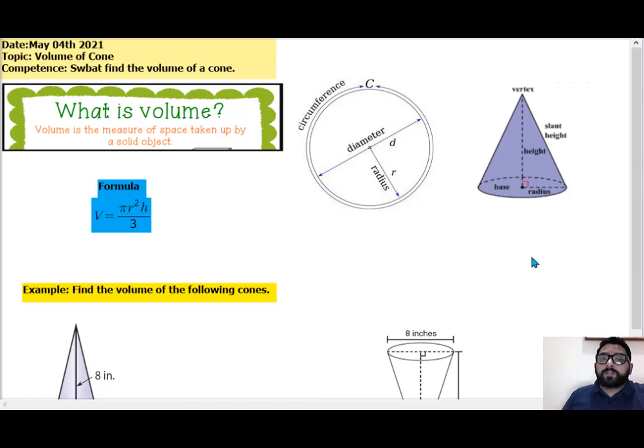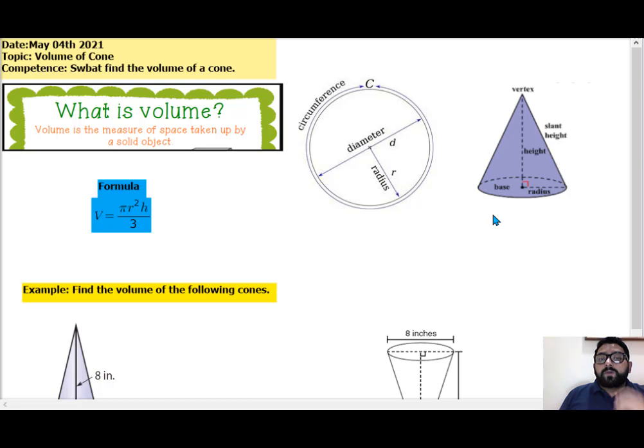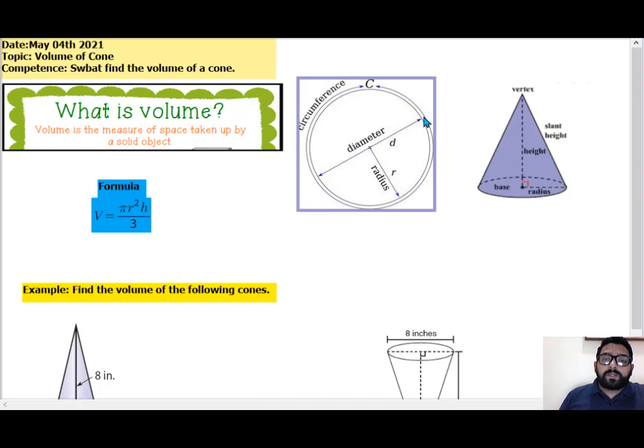Another thing that you need to remember is to identify the diameter and the radius, because the base of a cone is a circle. So what you have to do first is identify if the cone has a diameter or a radius. Remember, the diameter is the whole line when you join one point on the circumference to another point on the circumference, and the radius goes from the center to one point on the circumference. That means, for example, if your diameter is 19, your radius is going to be 9.5. If your diameter is 20, your radius is going to be 10.